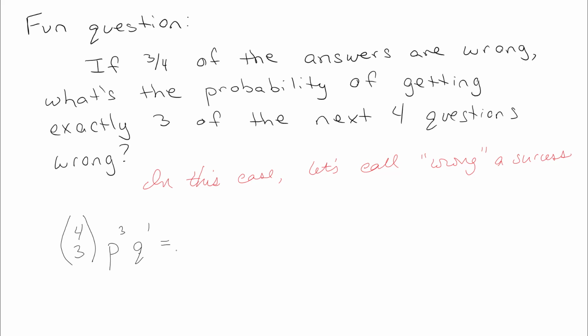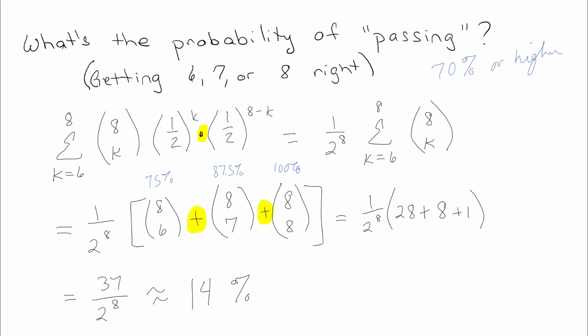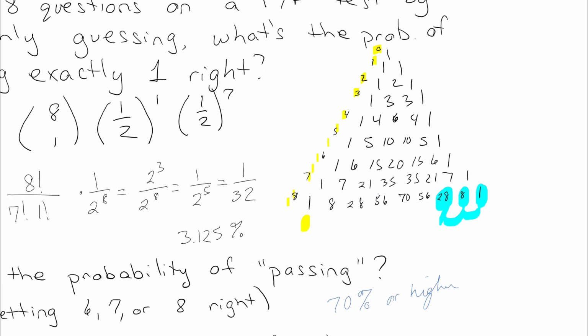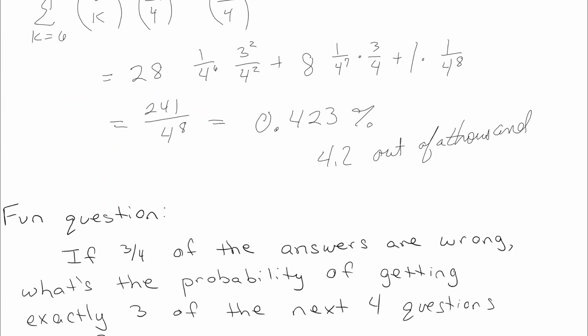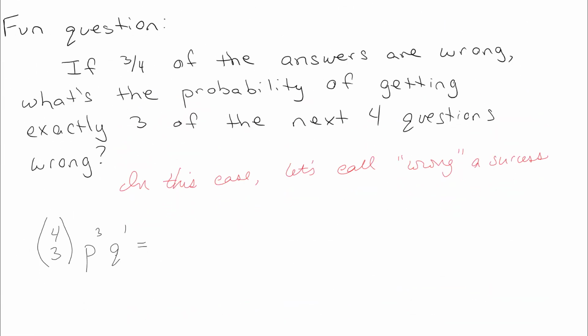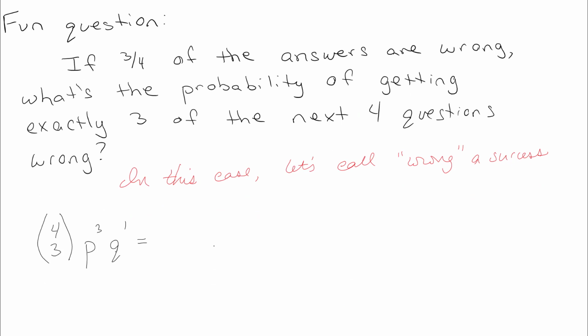So 4 choose 3. I can go up to my little pile. So 4 choose 0, 1, 2, 3. So 4 choose 3 is 4. And then I have a 3/4 chance of getting them wrong and a 1/4 chance of getting it right. And if I multiply all that out, I get 27 over 64, which is actually only 42.1%.